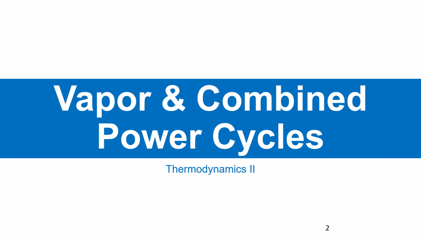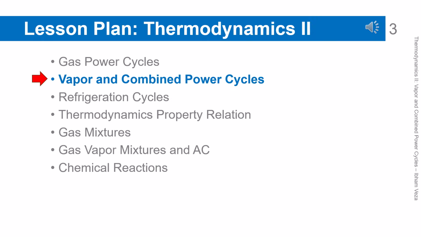The discussion will rely on TS diagrams and energy balances. Lesson plan. The course structure shows that vapor cycles sit in the middle of advanced thermodynamics topics. Previously, gas cycles were covered, and next will be refrigeration and property relations. This confirms that vapor cycles bridge basic concepts and real system applications. The sequence is designed so understanding grows progressively. All topics are interconnected in energy system analysis.